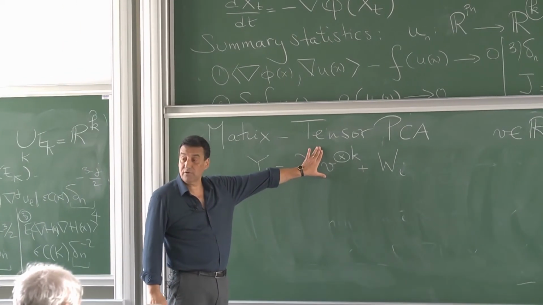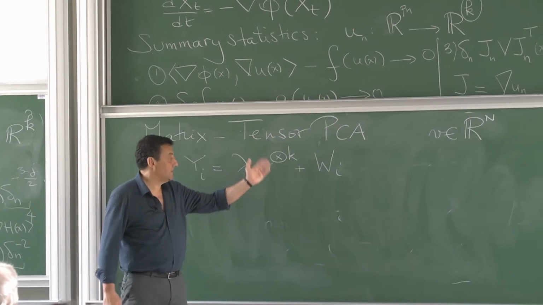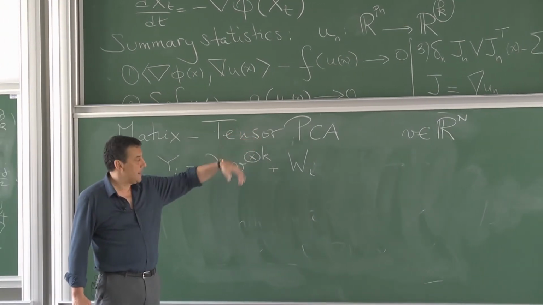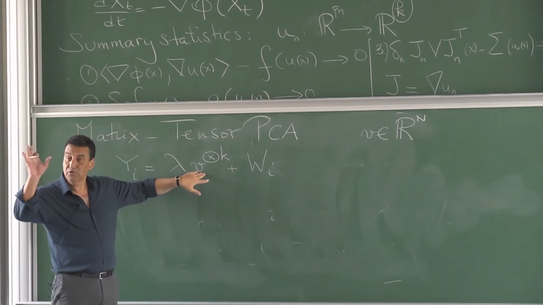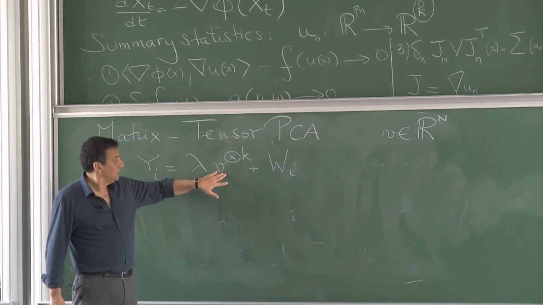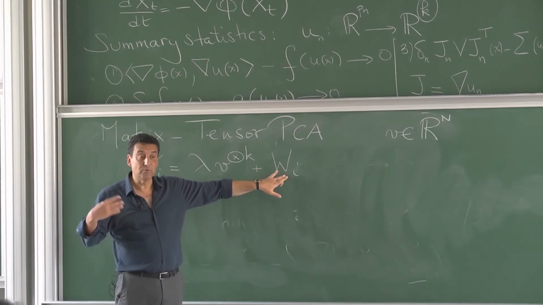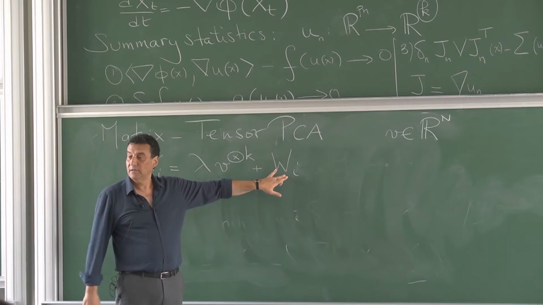So this is a tensor of rank k. If k is 1, it's a vector. If k is 2, it's a matrix. If k is 3, it's a tensor. So you have a fixed tensor, which you do not know. And you add here a random tensor. That's the random noise. Each component of your tensor has a little bit of noise.